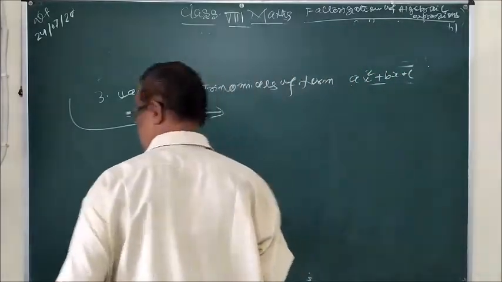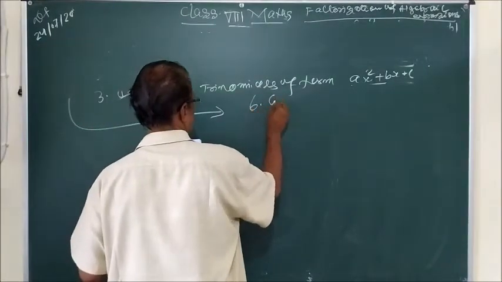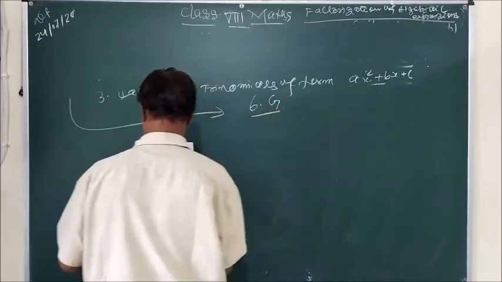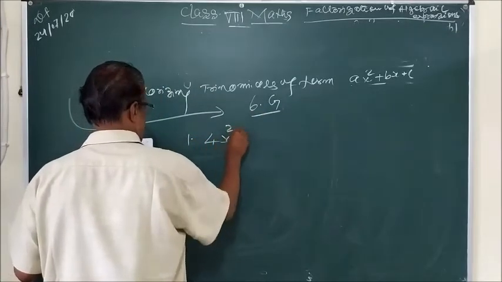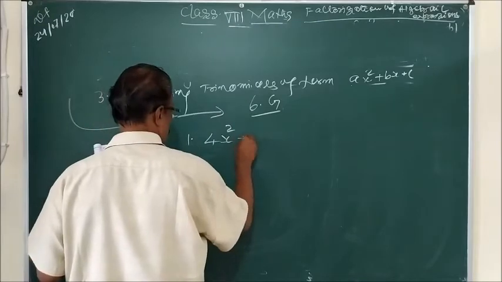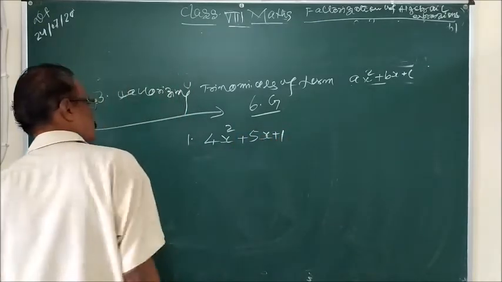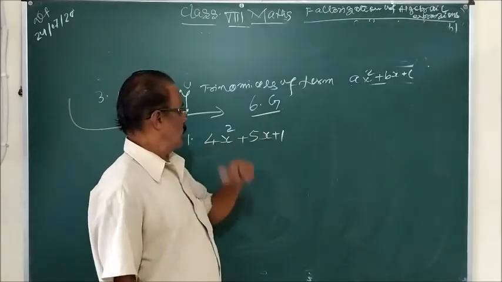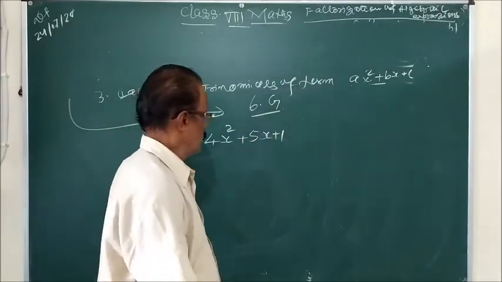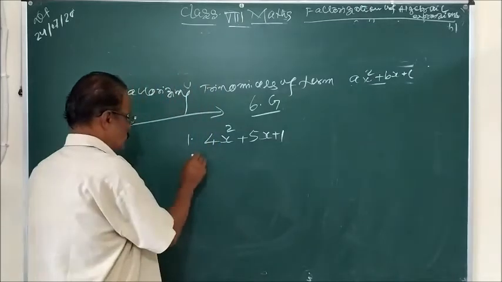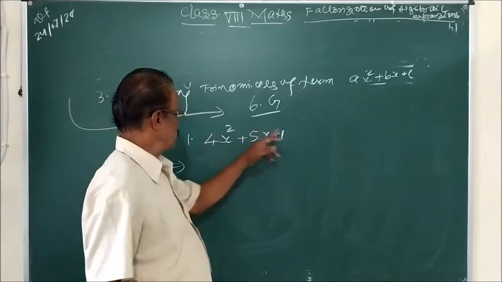What form? ax squared plus bx, and this will be 6g exercise. So better we will understand with the questions, with the solution. So now you see 4x squared plus 5x plus 1. Here a is equal to 4, b is equal to 5, and c is equal to 1.